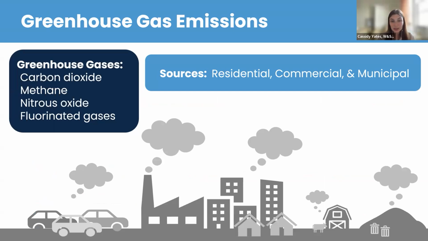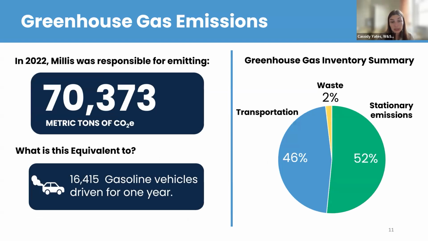So I've mentioned greenhouse gas emissions a couple times. Again, those gases are carbon dioxide, methane, nitrous oxide, and fluorinated gases. And these come from residential sources, commercial sources, and the municipality. In Millis in 2022, the community was responsible for emitting over 70,000 metric tons of carbon dioxide equivalent. And you can think about this as over 16,000 gasoline vehicles driven for 1 year. So a substantial amount, but on par with many of the neighboring communities and what we're seeing across Massachusetts.